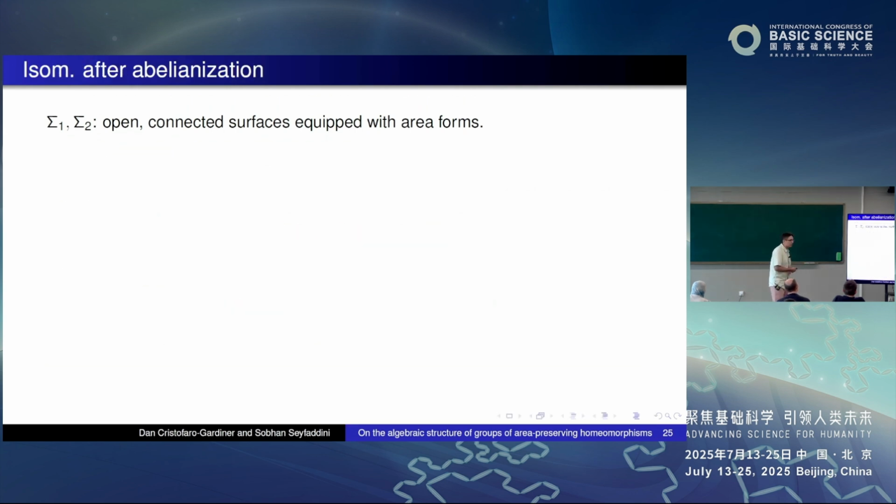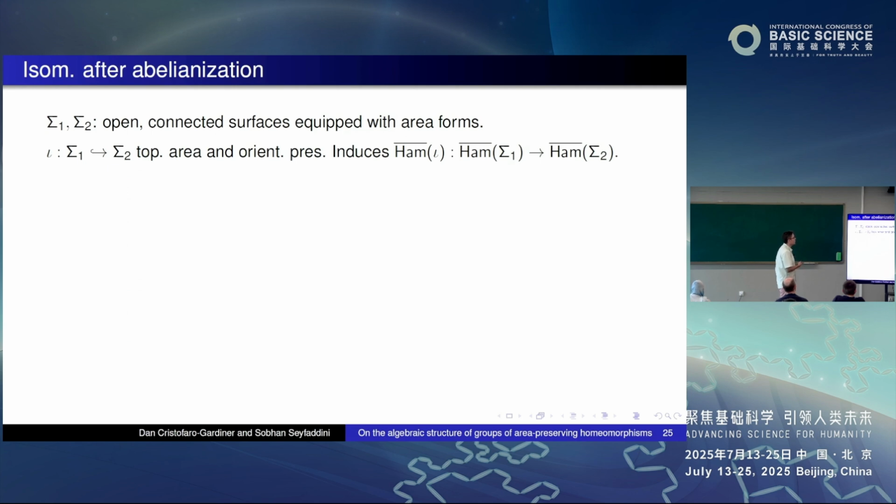So here's the question we are trying to answer. You take two open surfaces as before, and a topological area-preserving embedding of one into the other. Once again, this induces a homomorphism between the Hamiltonian homeomorphism groups, just the inclusion of one group into the other. And this gives you in turn a homomorphism induced at the level of abelianizations. Up until our work on the simplicity conjecture, talking about this homomorphism was a bit meaningless because we did not even know if these groups were non-trivial. At this point, we do know these groups are non-trivial.